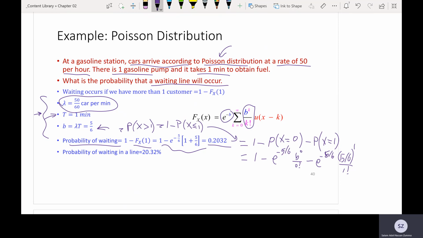I can ask you another question. What is the probability that nobody is in the gas station? No car is in the station.